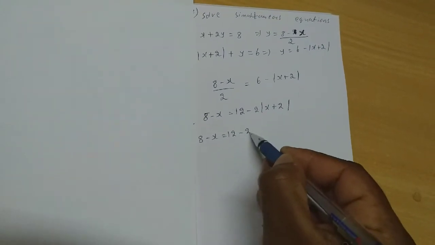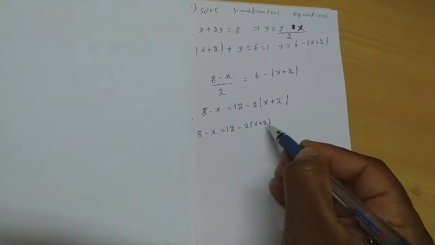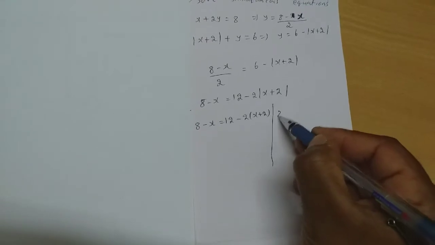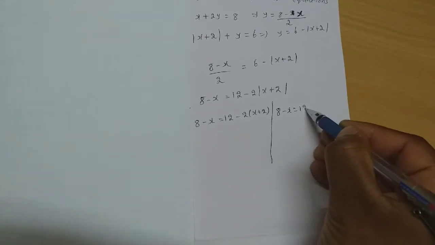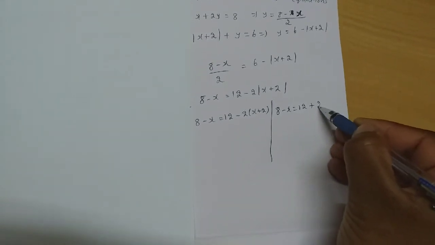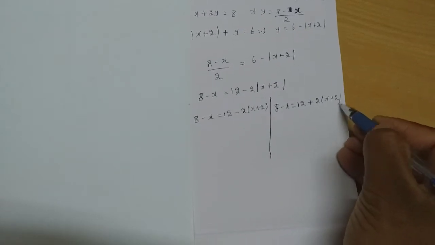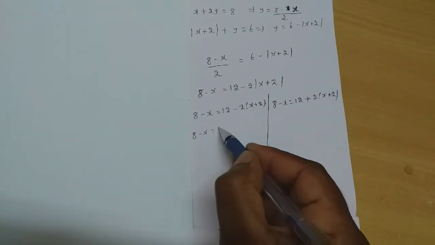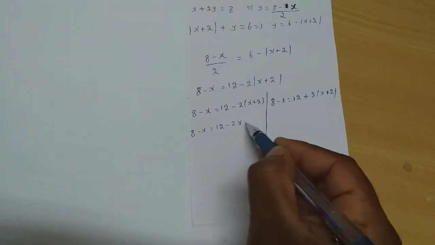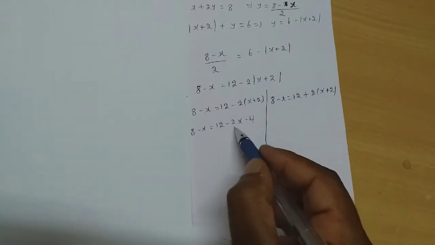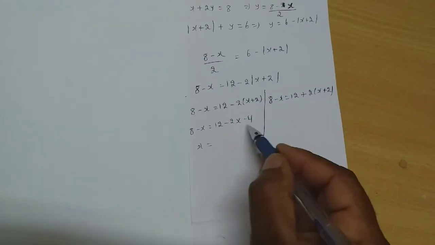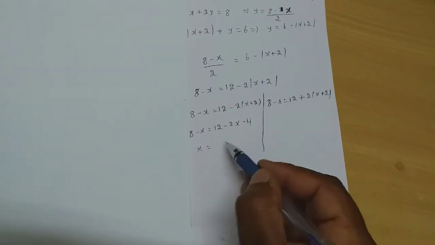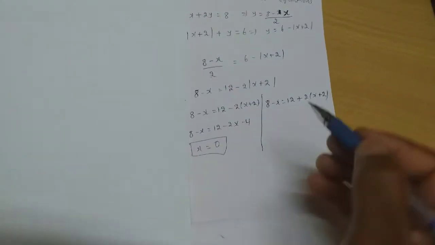When it is plus, no change over here. If it is negative, 8 minus x equal to 12, minus of minus will become plus 2 times x plus 2. Now solve for x in both cases. So 8 minus x equal to 12 minus 2x minus 4. This will come here, x equal to 12 minus 4 is 8, and this side 8 becomes 0.